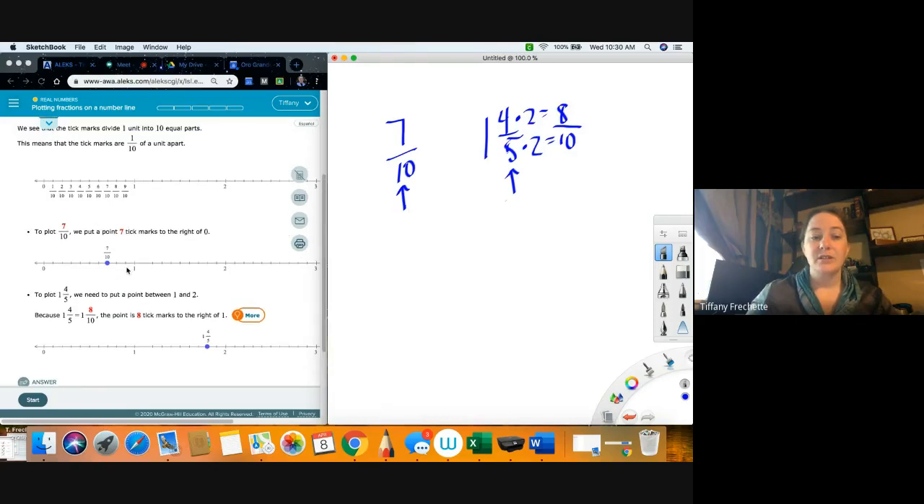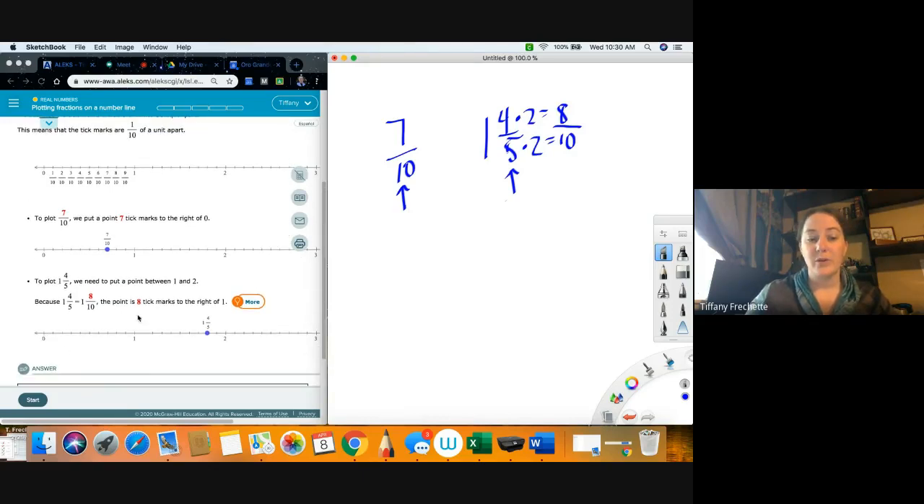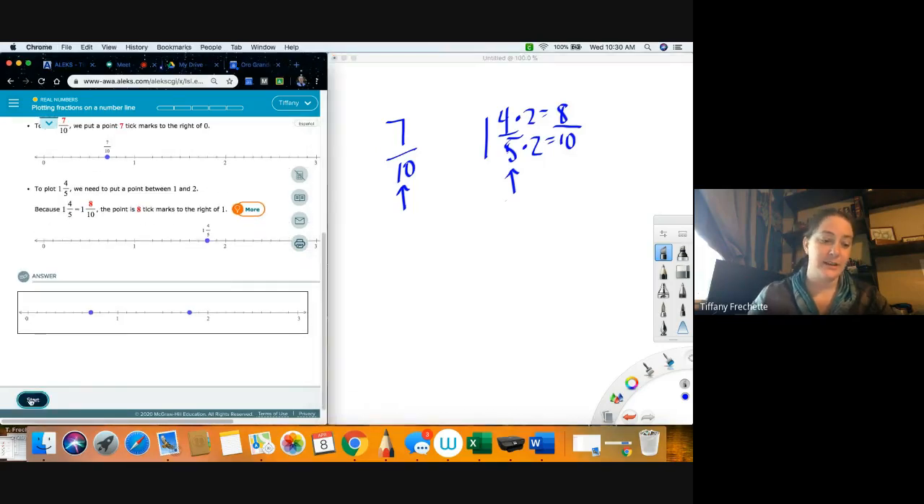So this is showing you that they went over one whole, and then they went 1, 2, 3, 4, 5, 6, 7, 8. And the reason they went over 8 is because 4/5 is the same as 8 tenths. So we just have to match the number of tick marks they're giving us. And we'll see on the next page, but I'm going to assume that it's going to be 10 tick marks each time. So let's go ahead and start this one.